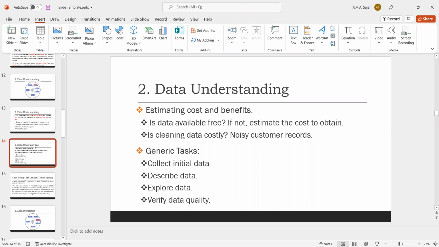Also, you must verify the quality. If you are collecting the data from the internet, we cannot say the quality is high. What will happen if you visit the hospital and collect the clinic records? It's highly accurate, quality data. So these generic tasks come under data understanding.